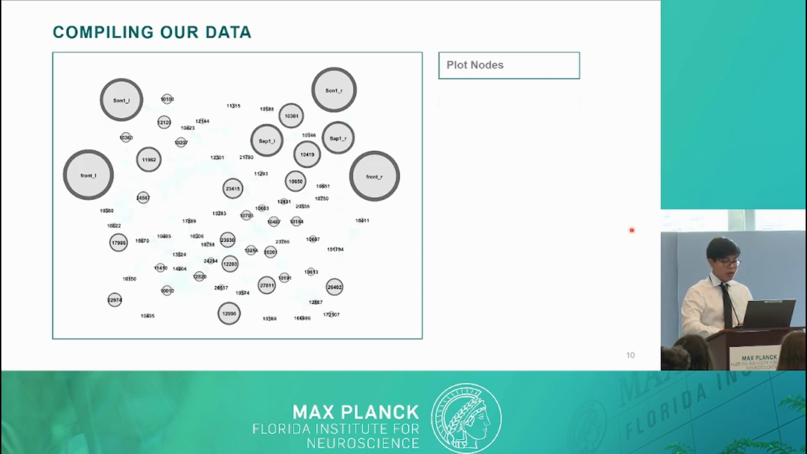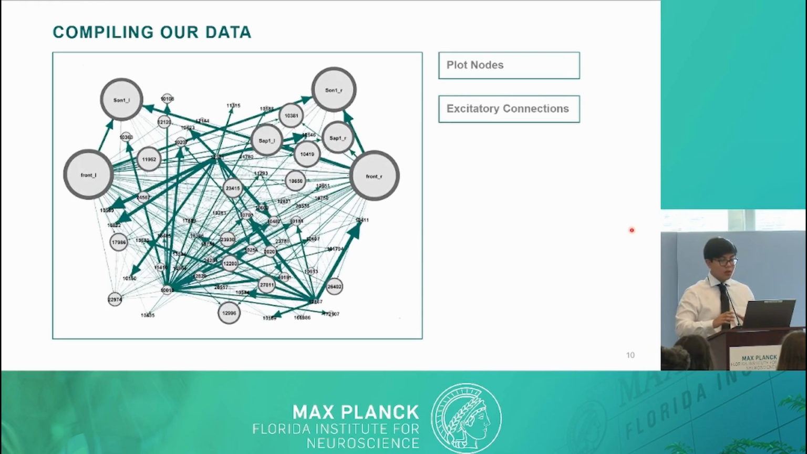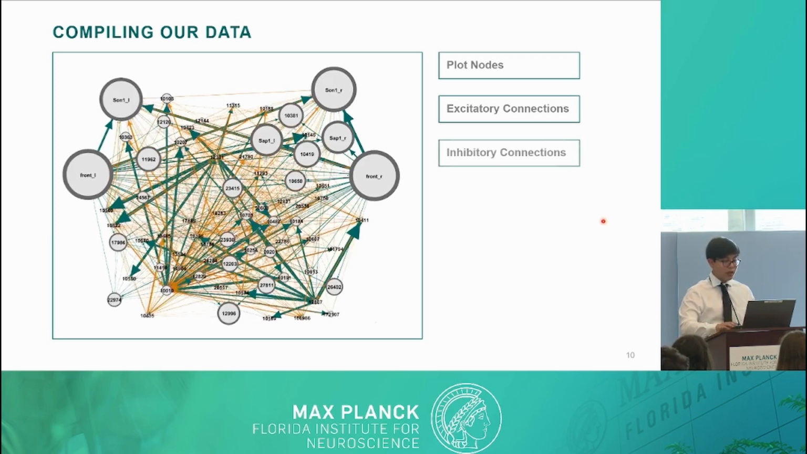And then we can plot our excitatory connections. These are simulation-generated excitatory connections between neurons, and they're proportional to the width of the arrow. So essentially, a wider arrow means a stronger connection. And then we can plot our inhibitory connections. These are also proportional in strength.